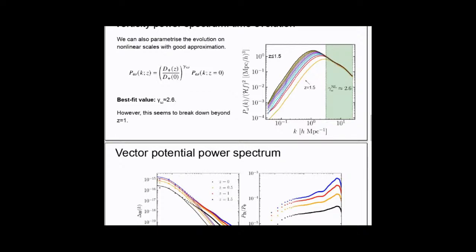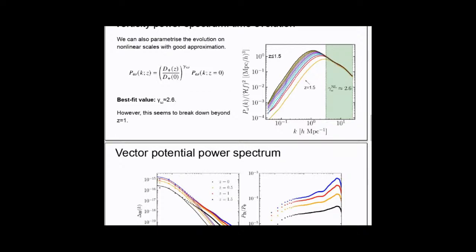This parameterization was previously used for large scales. Now we try to apply it to nonlinear scales, and this seems to work with good approximation. However, we do note that in the previous fit for large scales, I could take all the redshifts, including 1.5.